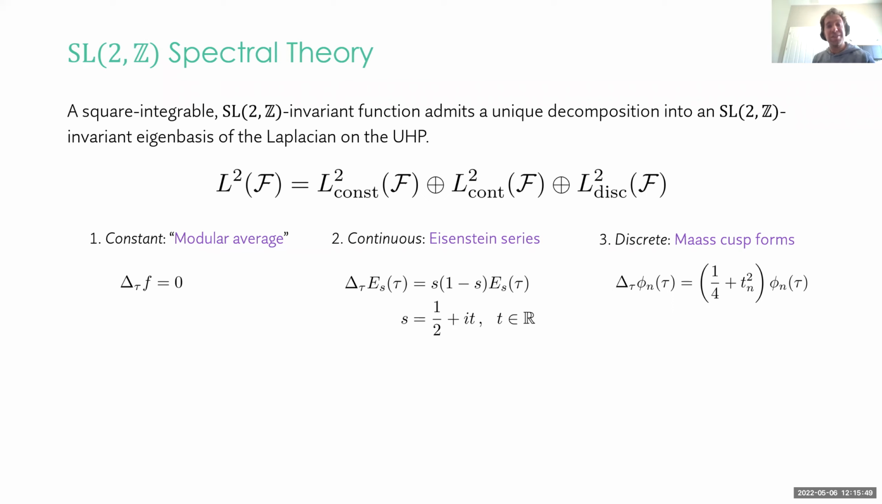Good. So the Eisenstein series obeys this eigenvalue equation. And so one takes the parameter s to be a half plus it, where t is just a real number. This is sometimes known as the critical line.